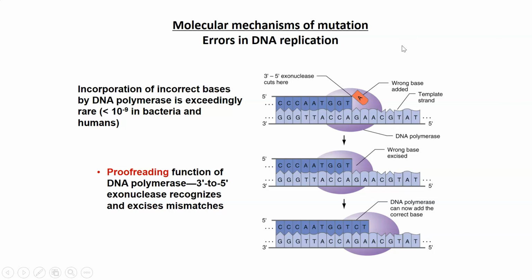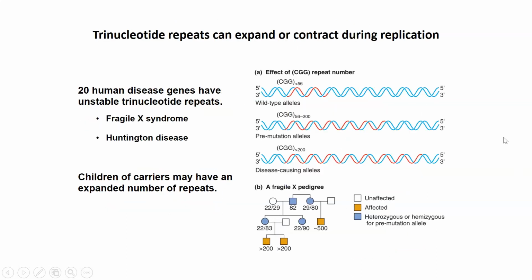So the human genome is made up of 3 billion bases. So that would be roughly 30 mutations out of 3 billion nucleotides that are misincorporated during every round of replication. Extremely rare. There is one other type of error that can happen during replication. This is called expansion of trinucleotide repeats. So some genes have trinucleotide repeats, meaning like 3 nucleotides, CGG, repeated nearby or within a gene.